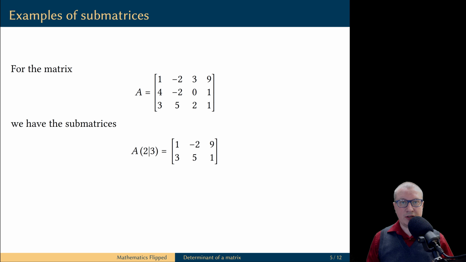The matrix A is a 3 by 4 matrix, and, for example, its submatrix A23 is given as follows. To obtain this submatrix, we delete row 2 and column 3 from the original matrix, and the remaining part is now a 2 by 3 matrix. Here is another submatrix of the matrix A, which is obtained by deleting row 3 and column 1 of the original matrix. The resulting submatrix is a matrix of size 2 by 3.